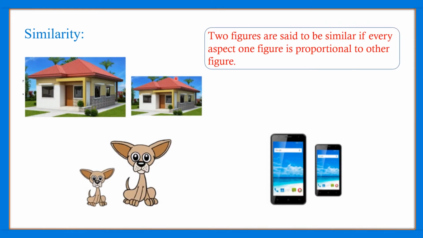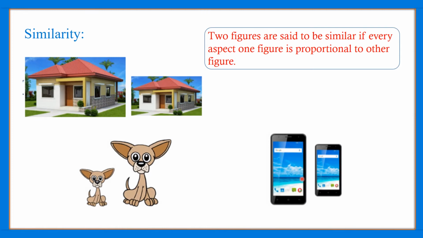If we look into the pictures that are given over here, we will see that both the houses are of the same shape but they differ only in size. Similarly, both the cats differ only in size but not in shape. And also mobile phones change only in their size but not in shape. So when do we say two figures are similar?